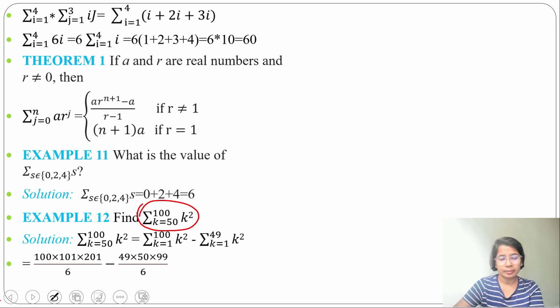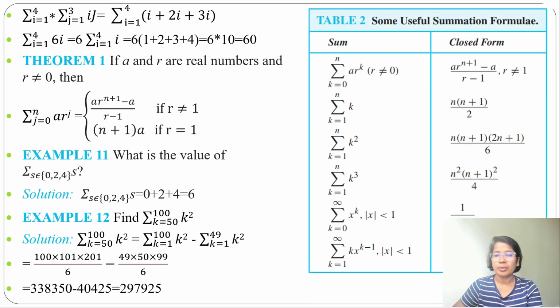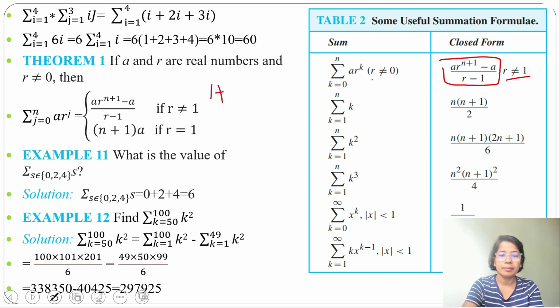We don't have a direct formula for this, that's why we split the sum from 1 to 100 and subtract the sum from 1 to 49. So now some summation formulas are like the sum of k equals 0 to n, a r power k, r not equal to 0, is (a r power n plus 1 minus a) divided by (r minus 1). Here r is not equal to 1. Then the sum of k equals 1 to n, k, will be n multiplied by n plus 1 divided by 2. It's like 1 plus 2 plus 3 plus up to n. That formula is n multiplied by n plus 1 divided by 2.